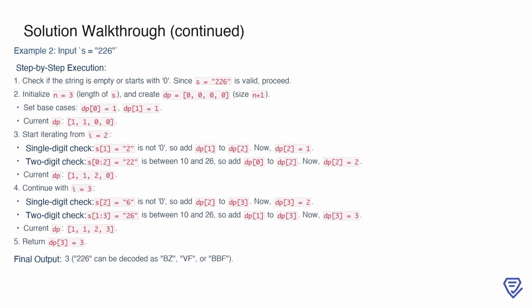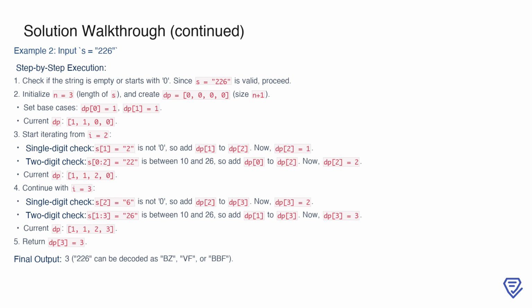We initialize n as the length of the string, which is 3, and create a dp array of size n+1, initialized as 0, 0, 0, 0. The base cases are dp0 equals 1 for the empty string and dp1 equals 1 for a single valid digit. This gives us an initial dp array of 1, 1, 0, 0. Now, we begin iterating from i equals 2.